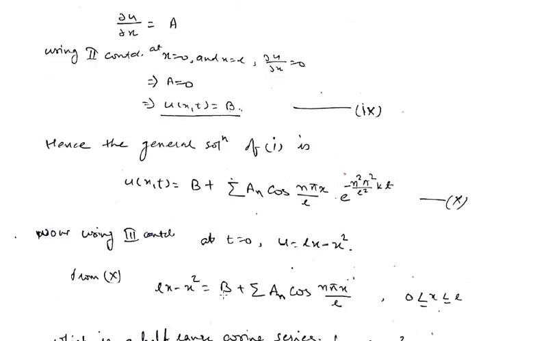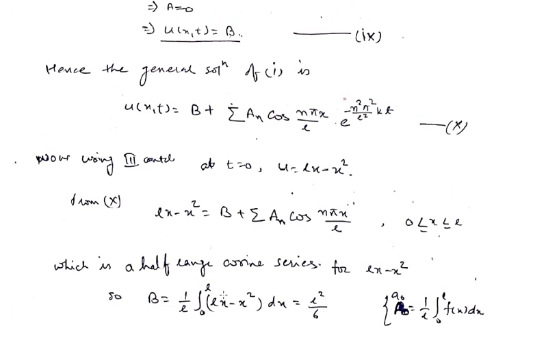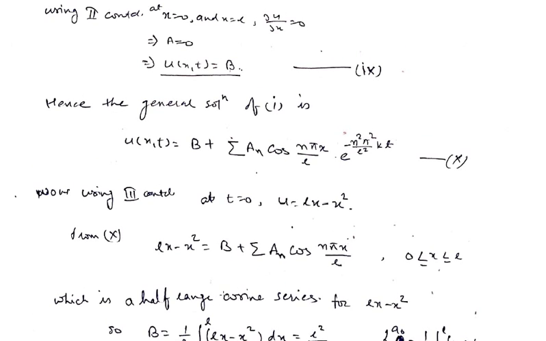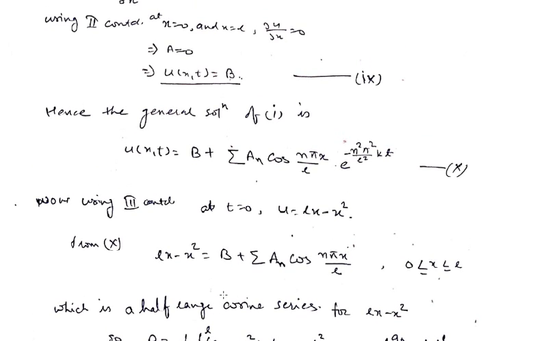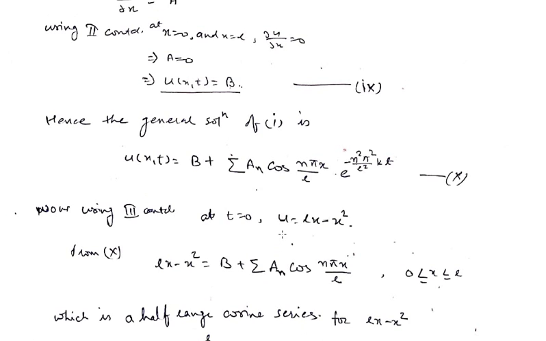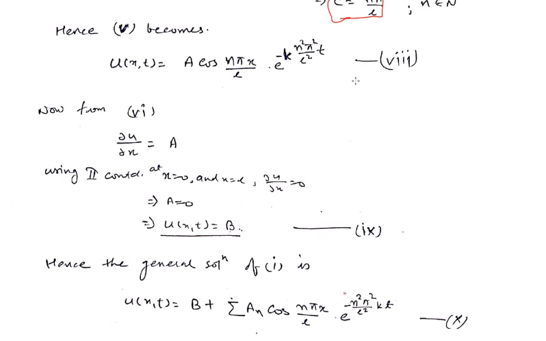So the general solution of the given equation can be written by combining equations 9 and 8. Equation 8 is about lambda equals minus c square, and equation 9 is about lambda equals 0. So u(x,t) equals b plus summation a n cos n pi x upon L exponential minus n square pi square upon L square k into t.